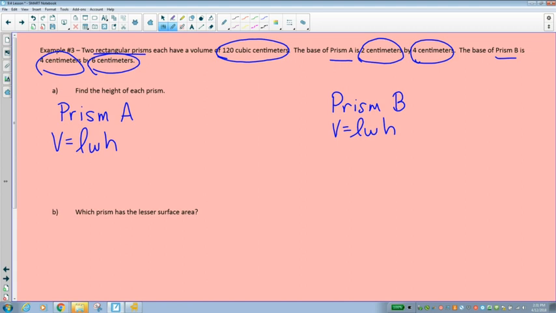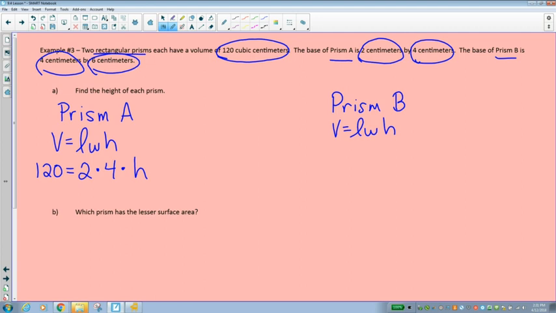So I know I have to fill out the information that I know in this equation. Do I know the volume? Yes, it's 120. So I'm going to rewrite this so it's 120 equals, do I know the length of prism A? Well, yeah, it tells me it's 2 centimeters. Do I know the width? Well, yeah, it tells me the other base is 4, so 2 times 4, times, do I know the height? I do not, so that's the missing information. So really, the equation for this problem is 120 equals 2 times 4 times h.